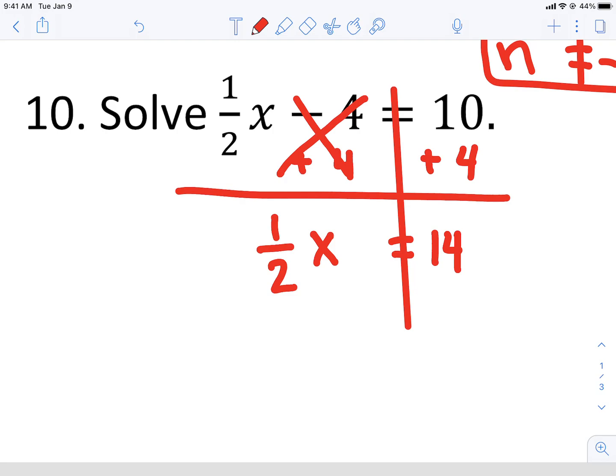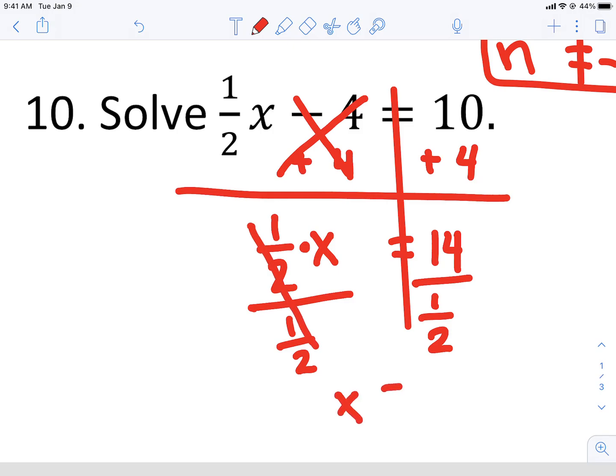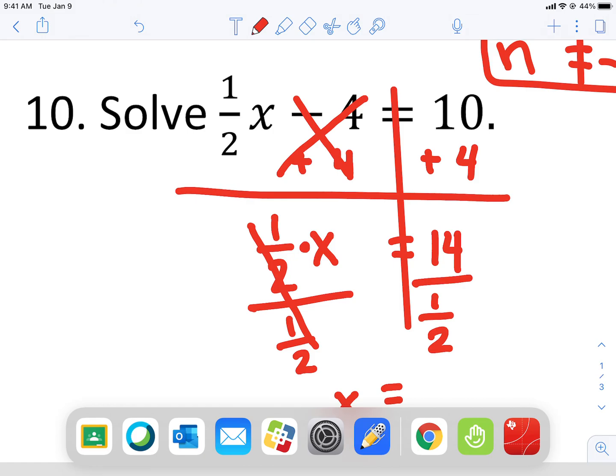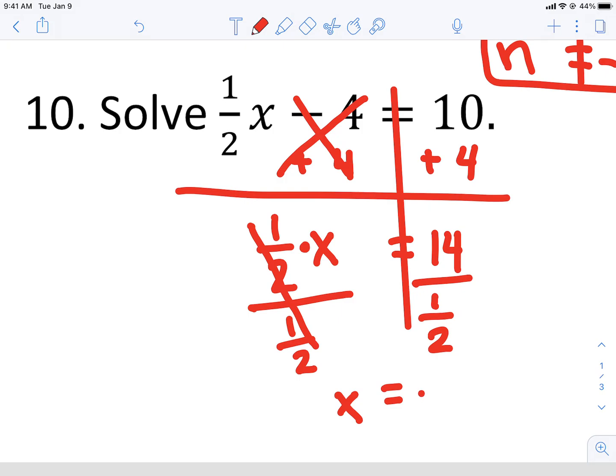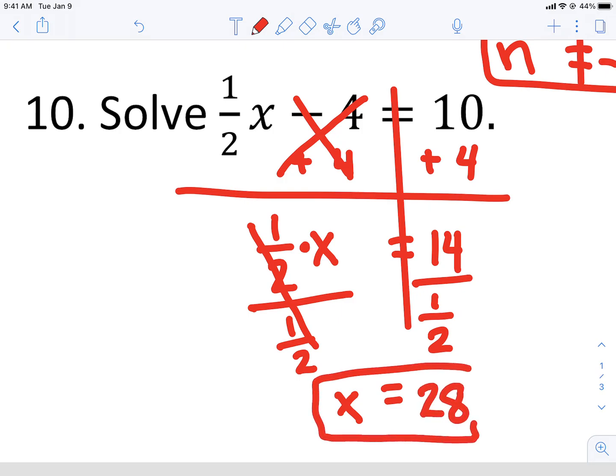From here, I see that the 1/2 and the x are being multiplied. The opposite of multiplication is division, so I need to divide by 1/2. Divide by 1/2. 1/2 divided by 1/2 makes a 1, and I'm left with x. In my handy dandy calculator, I'm going to type in 14 divided by 1/2. I get my fraction button, 1 over 2, enter, I get 28. x equals 28. That's one way to solve it.